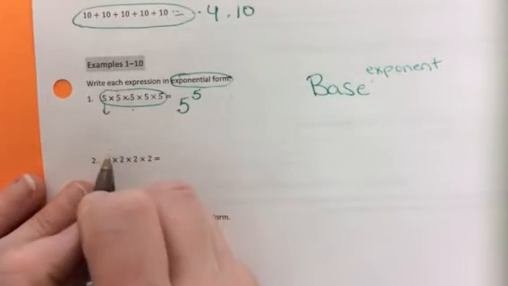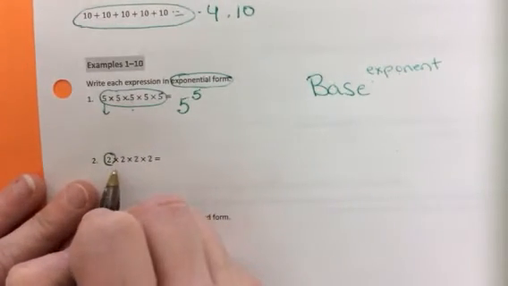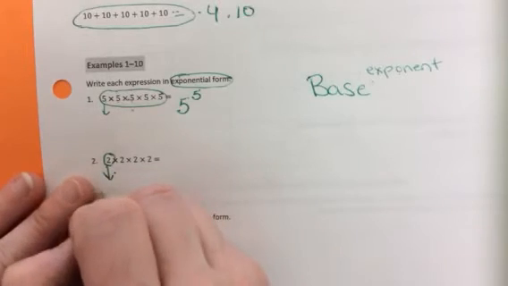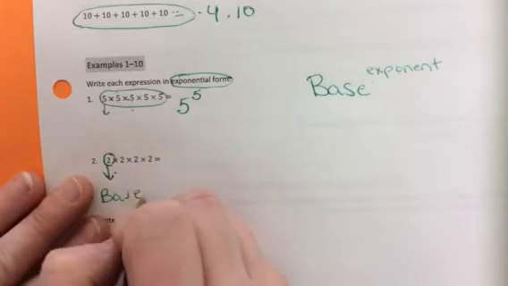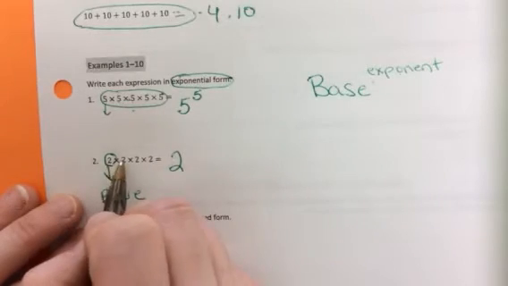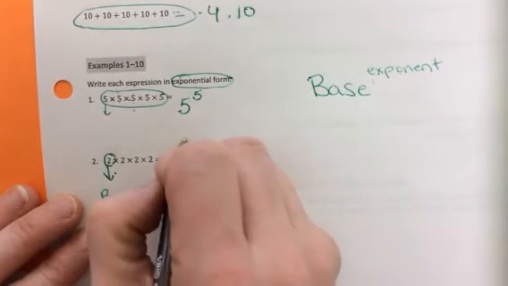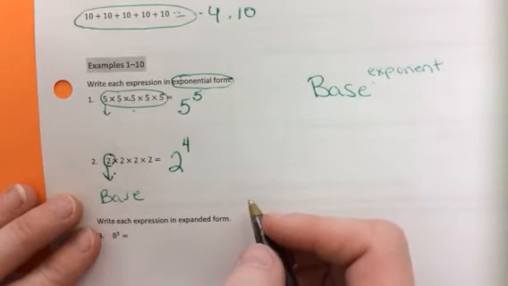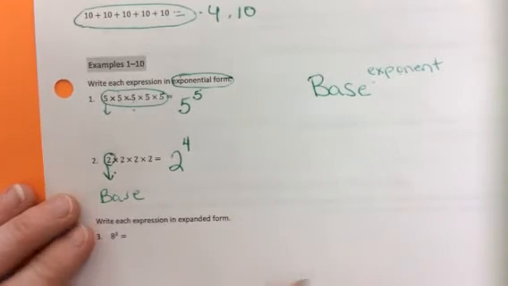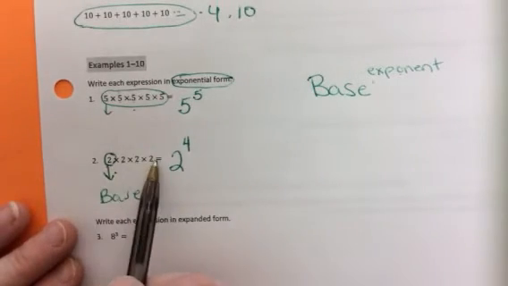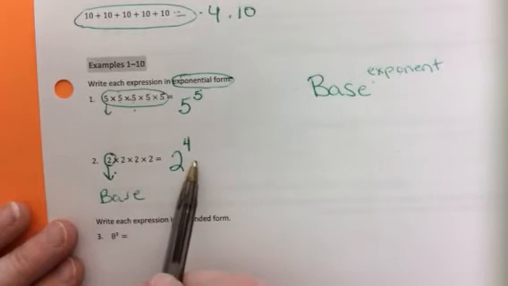In this case, the number that's being multiplied repeatedly is 2. That is your base. So it can be 2 raised to the how many times? 1, 2, 3, 4 times. So we write this as 2 to the 4th power. That's taking the expanded form and turning it into exponential form.